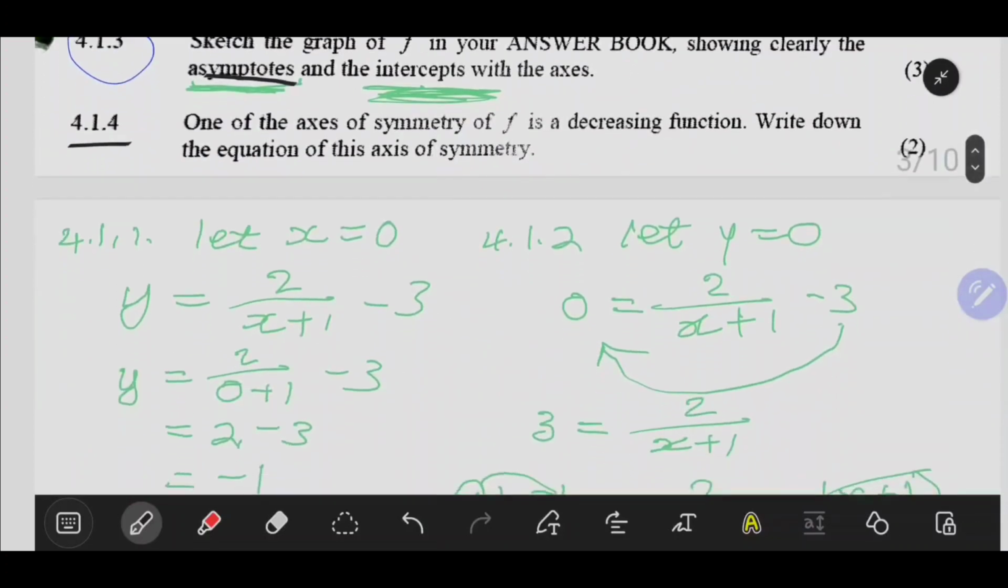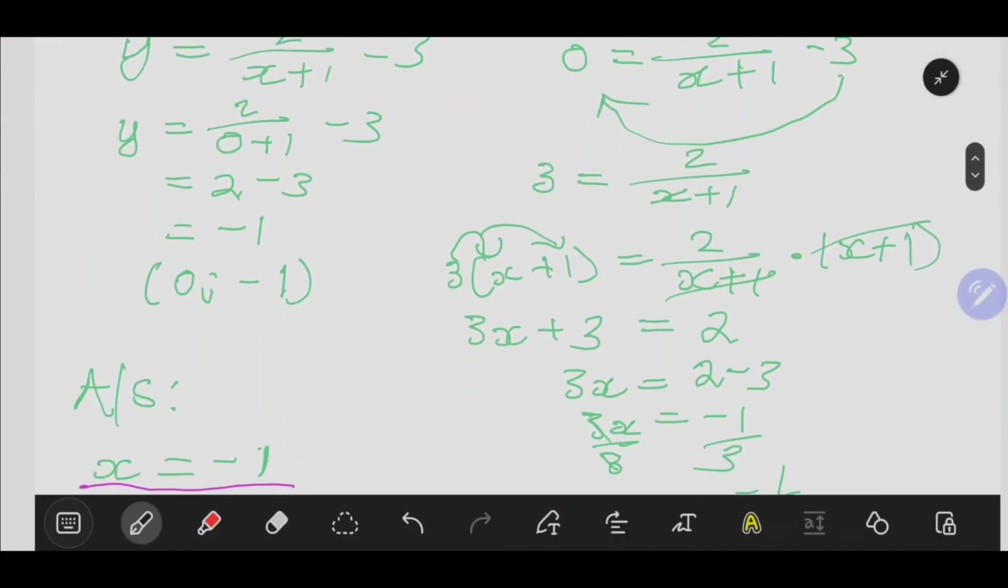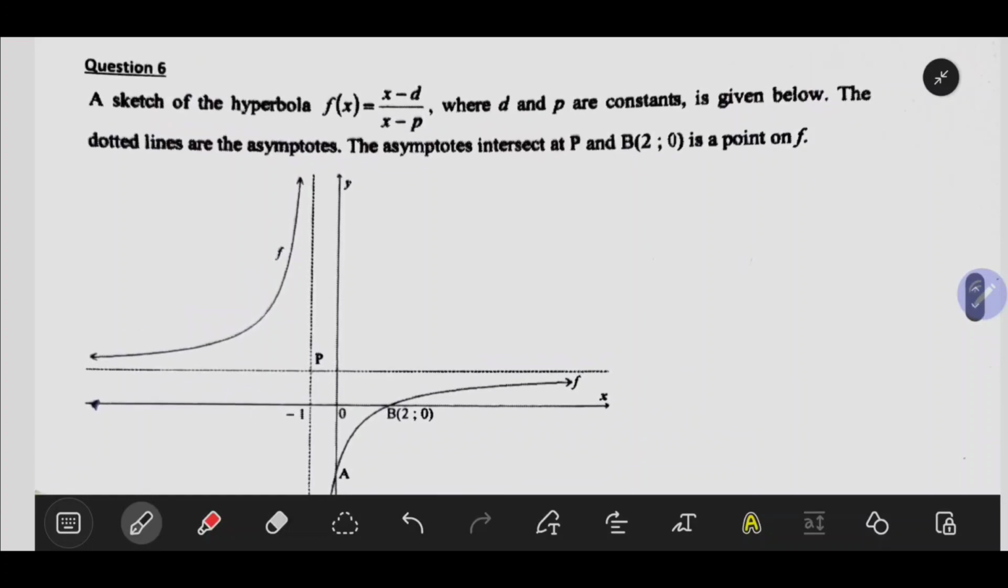And then we can look at another example or another question whereby we will be interpreting the graph. Here is another question. A sketch of a hyperbola given by the function f(x) is equals to (x minus d) divided by (x minus p), where d and p are constants. It's given below. So this is the sketch that they are talking about.